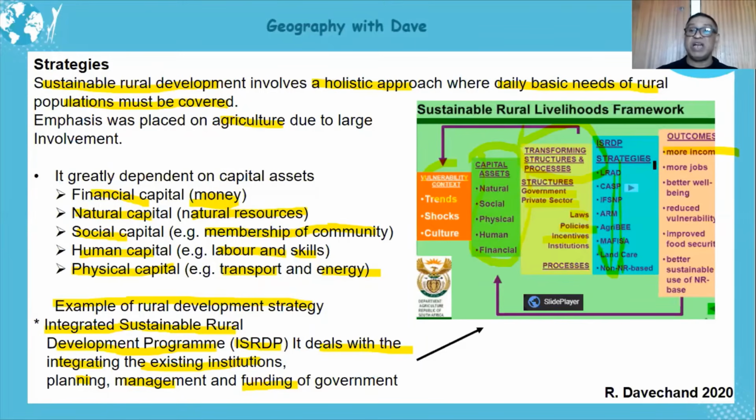And of course, what happened? After outcomes, there was more income, more jobs, better well-being of people, reduced vulnerability of these things here, okay, because they could handle it. They had systems in place if there are any different trends or natural disasters, improved food security, enough nutritious food, better sustainable use, okay, of all these things, natural resources, that's NR, okay, your natural resources were used better.